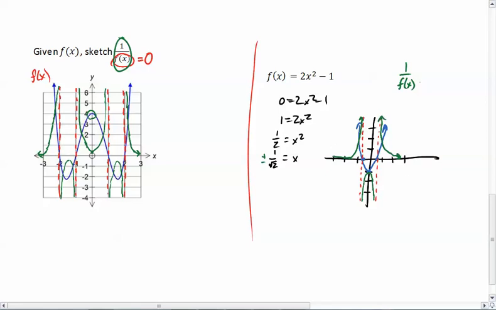So there you go. You've managed to draw a reciprocal function. They look pretty cool if you ask me. Anyway, that's the video. Ciao.